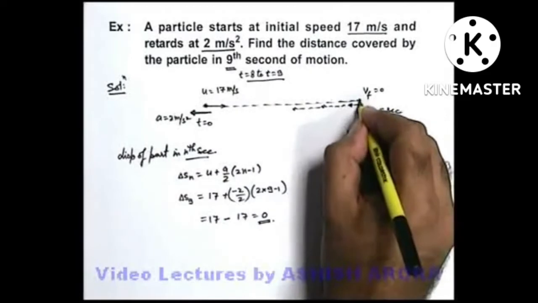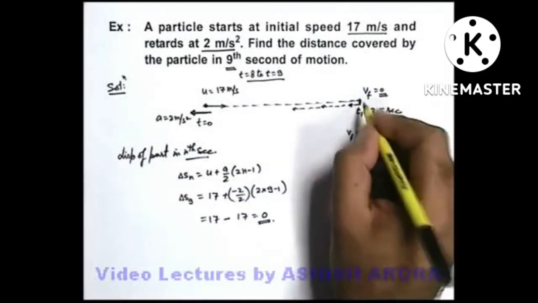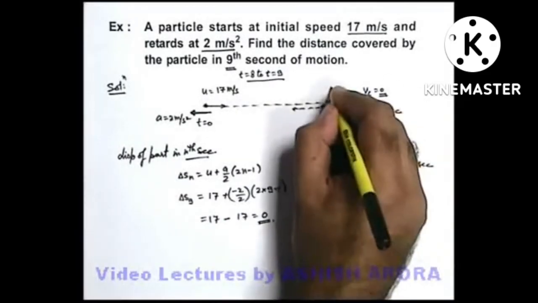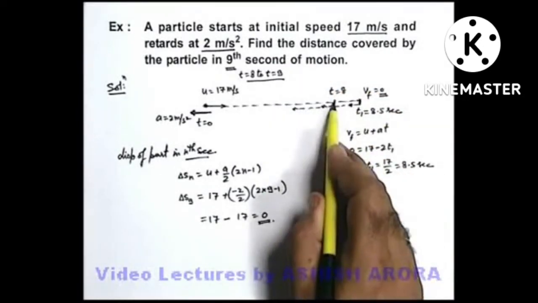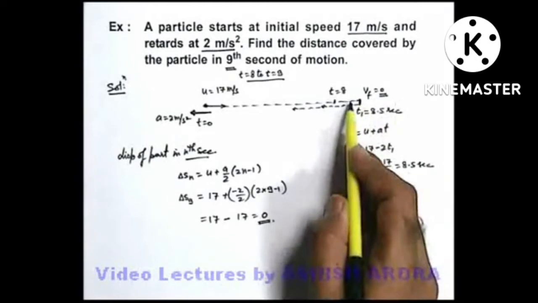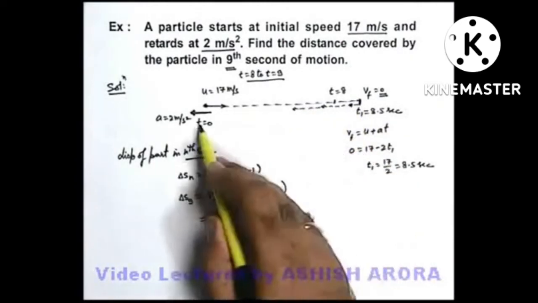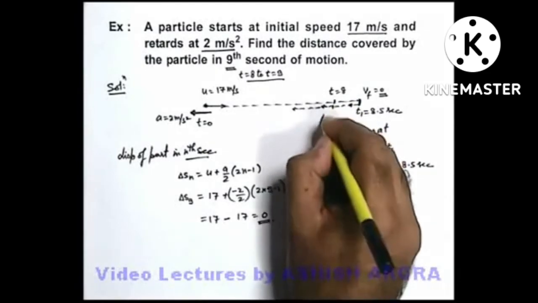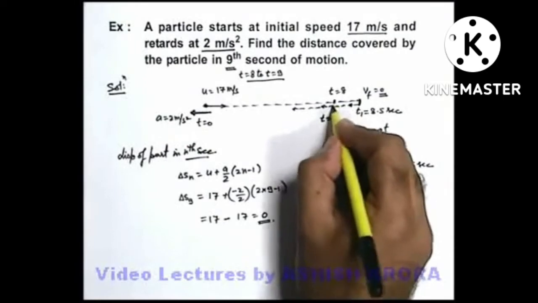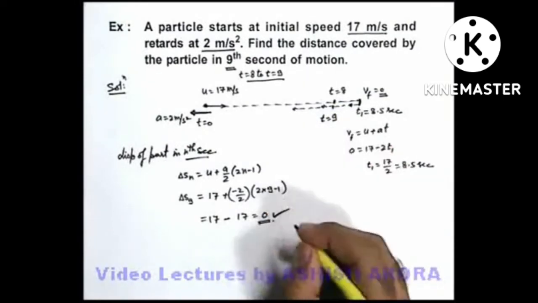We can see that at 8.5 seconds, the particle was at rest. It is the extreme position. So if it is at this position at t equals 8 seconds, it will take 0.5 seconds to go from this point to this point. Similarly, as the motion has the same acceleration, it will take the same time, 0.5 seconds, to come back from this point to this point. So it will reach this position at t equals 9 seconds. You can see that at t equals 8 and 9 seconds, the particle was at the same position. That's why the result is coming out to be 0.